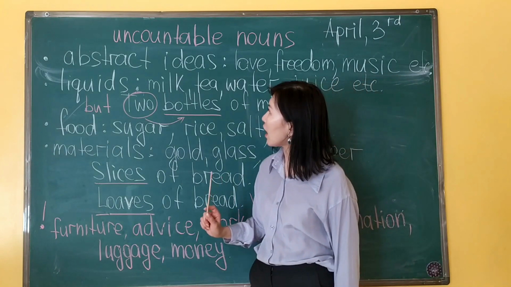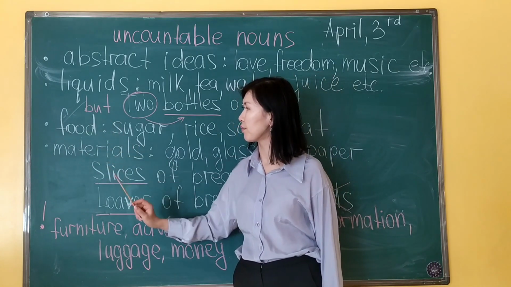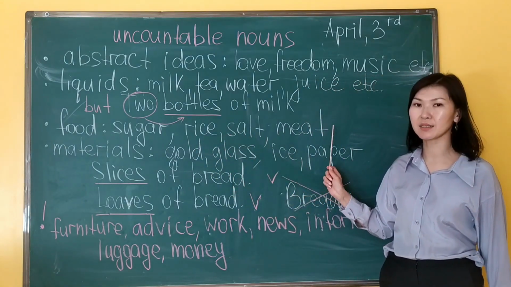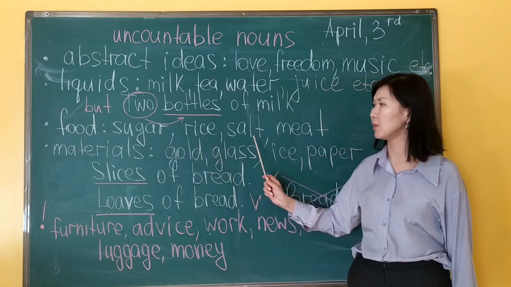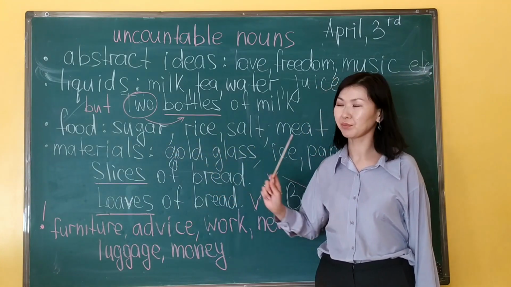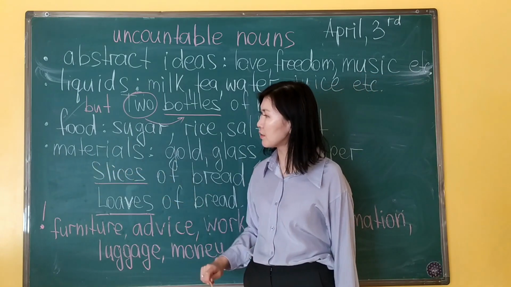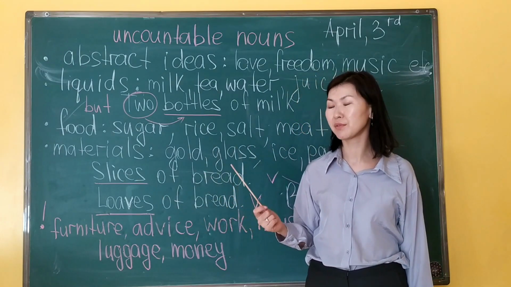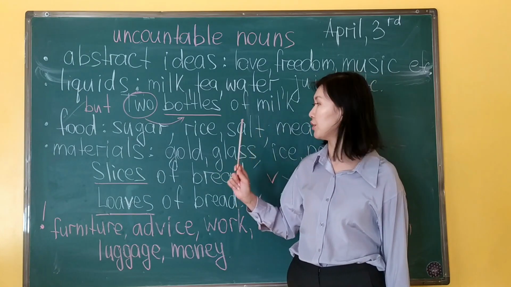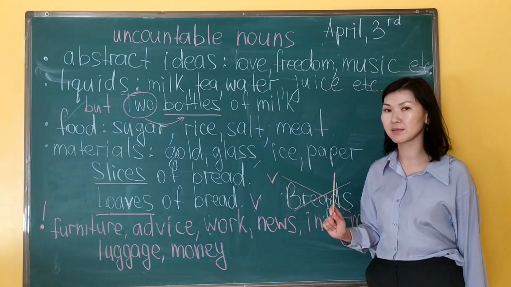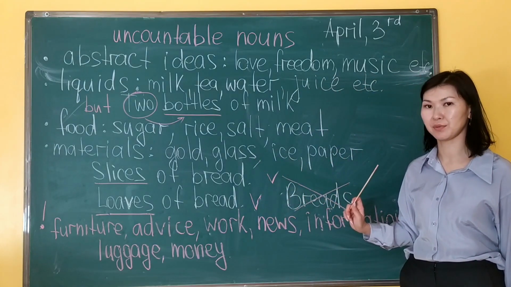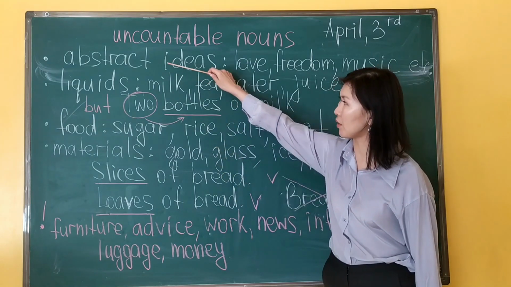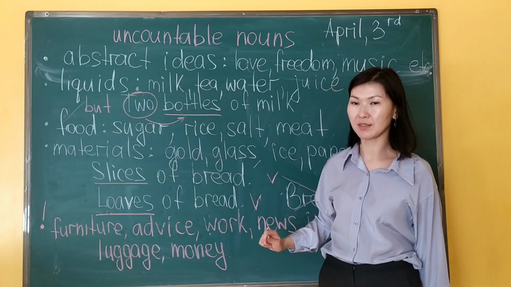Okay, the next uncountable noun is food. For example, sugar, rice, salt, and meat. These are uncountable nouns. We cannot count them. Materials. For example, nouns that say what something is made of are normally uncountable. For example, gold, glass, ice, paper. We cannot count them, right? Okay, write down please all these words in your copybooks, please.